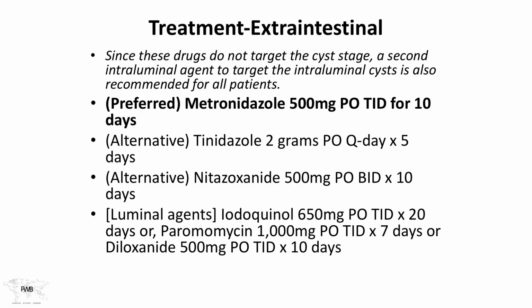Now, what about extraintestinal? Again, I've got to repeat that since these drugs are not going to target the cyst stage, and even though these people do not necessarily have intestinal symptoms, they often will still have cysts, and they'll still be shedding cysts in their stool. So go ahead, use the metronidazole, 500 milligrams 3 times a day for 10 days, or one of the alternatives, just like we would for the intestinal. But again, look at treating with luminal agents.